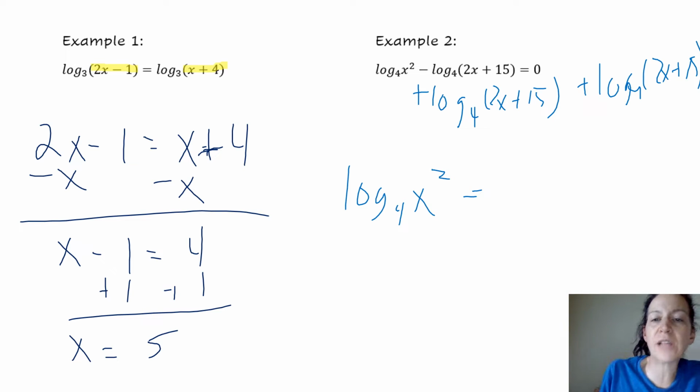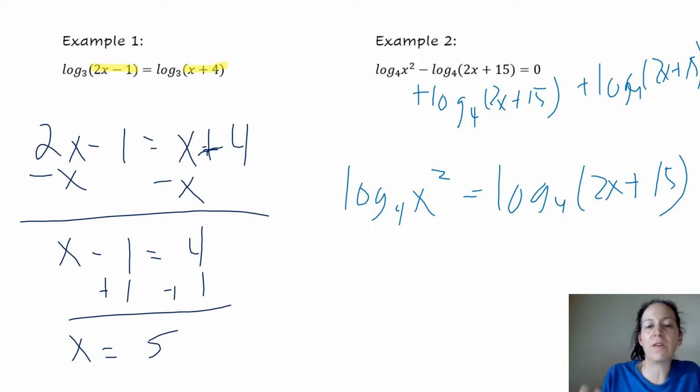And then on the other side, we have 0 plus log base 4 of 2x plus 15, and that's how that first step looks. Once you have it with one log on each side isolated, then you can set the arguments equal.